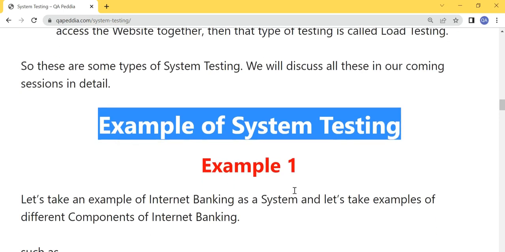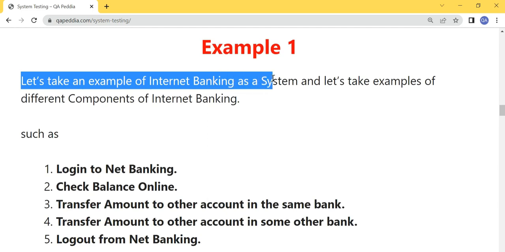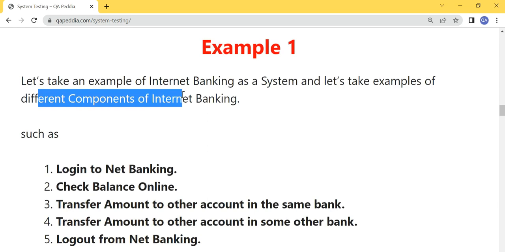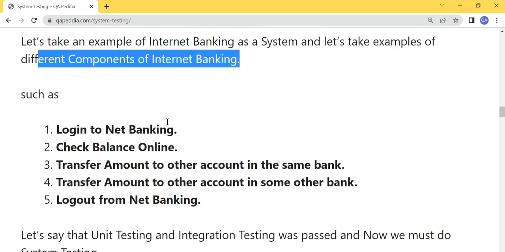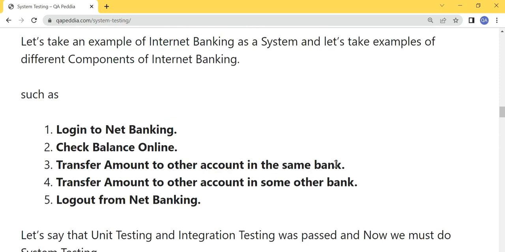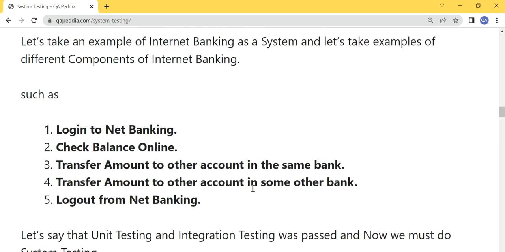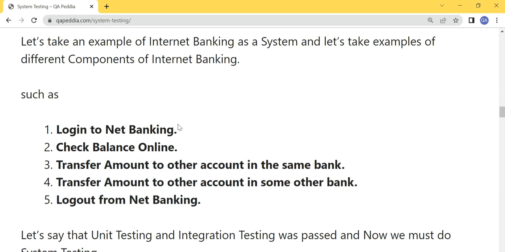Example of system testing. Example number 1. Now let's take an example of internet banking as a system, and let's take examples of different components of the internet banking. So some modules would be like this: log into net banking, check balance online, then transfer amount to some other account in the same bank, transfer amount to some other account in some other bank, and then log out from net banking. So these are some modules that we will have in net banking or in online banking.